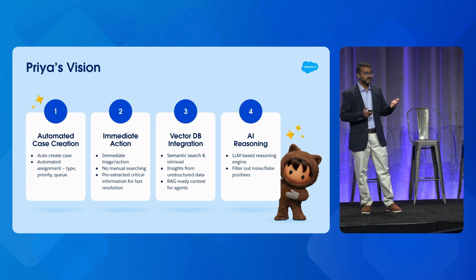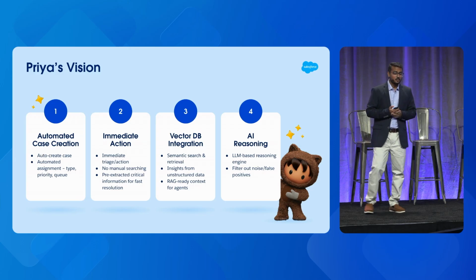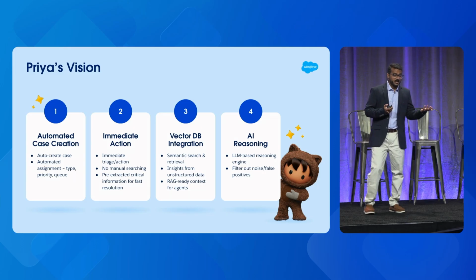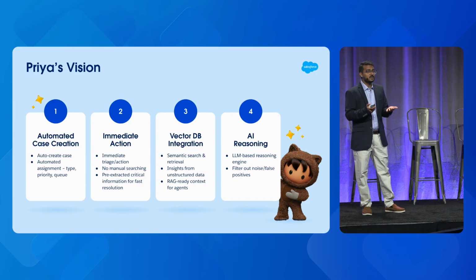Then comes VectorDB integration. Priya wants some sort of semantic brain. She wants to gain some insights on her unstructured data. The same example that we have taken before, right? Two keywords could mean the same thing. That's where VectorDB can help you here. So if you search for broken, you could probably get back results that say structural compromise. Then comes AI reasoning. She wants to use LLMs to categorize these reports with high confidence.